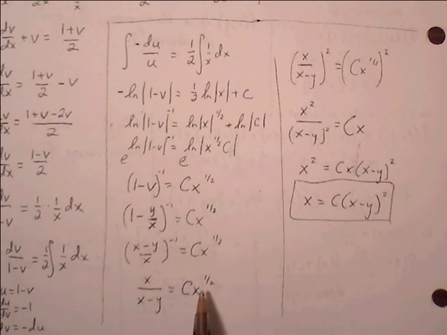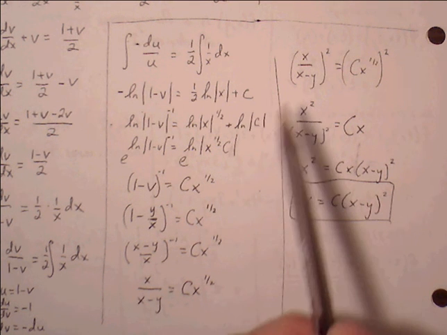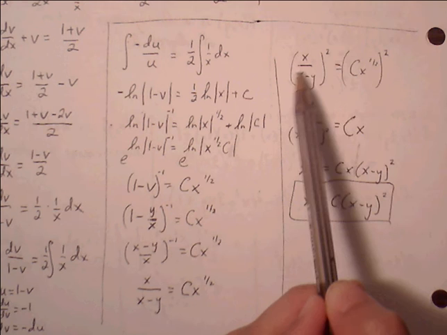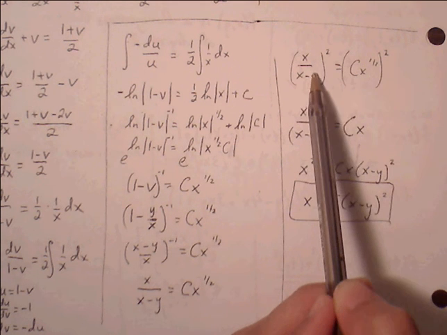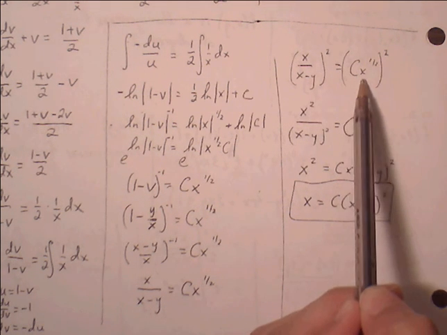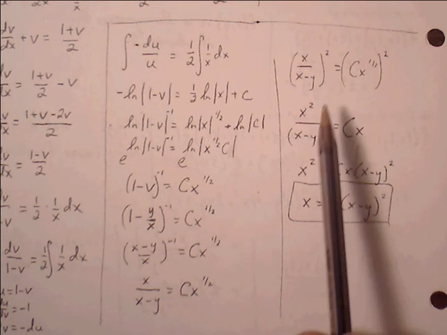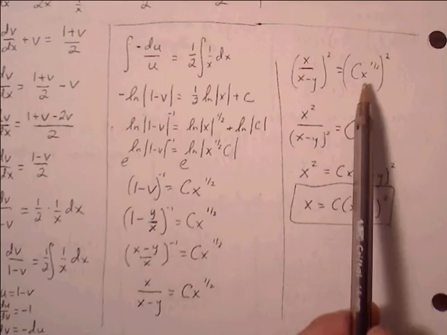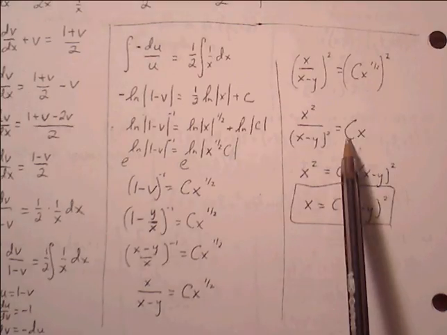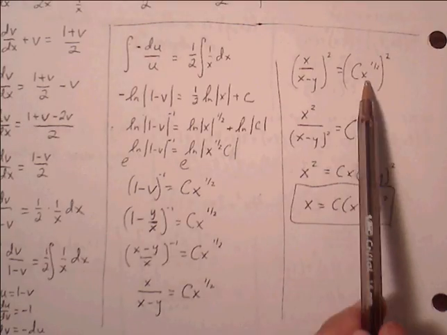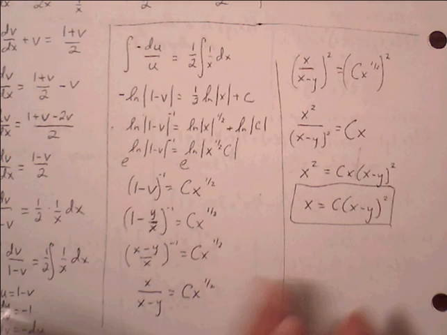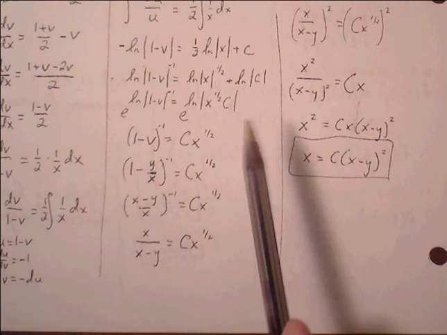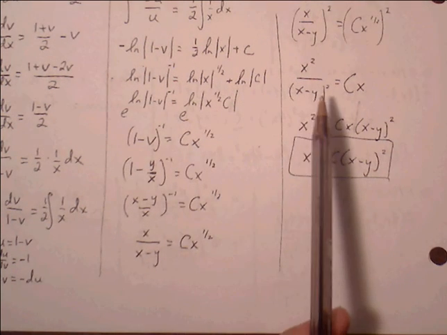Now I want to try and get rid of the x to the 1/2, so I'm going to square both sides here. So x over x minus y quantity squared is equal to c x to the 1/2 quantity squared as well. So if I square the numerator and denominator, this is my expression. C squared will remain as c, since c just represents a constant. X to the 1/2 squared is x. So now we have everything in terms of x and y, no radicals.